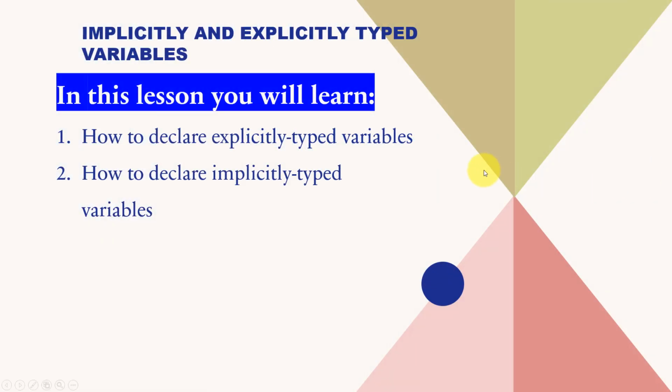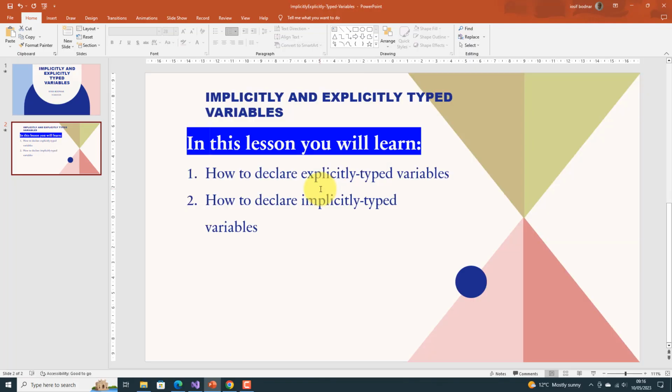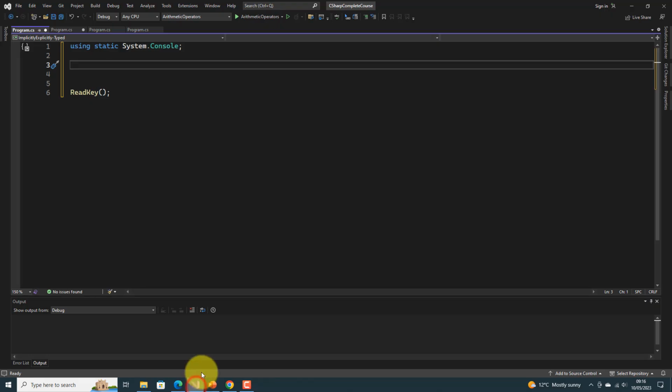In this lesson, you will learn how to declare explicitly typed variables and how to declare implicitly typed variables. Let's do a few examples.